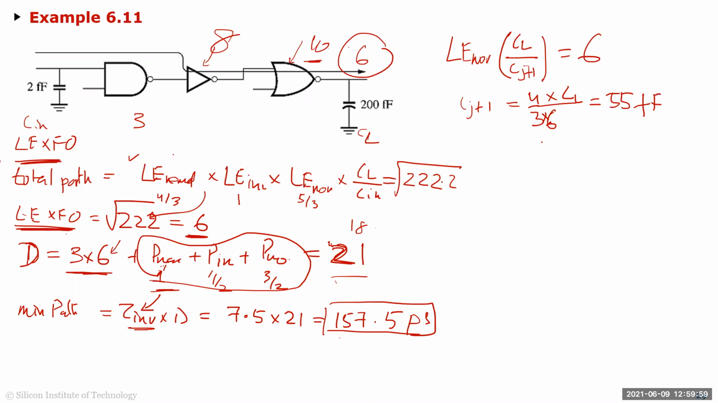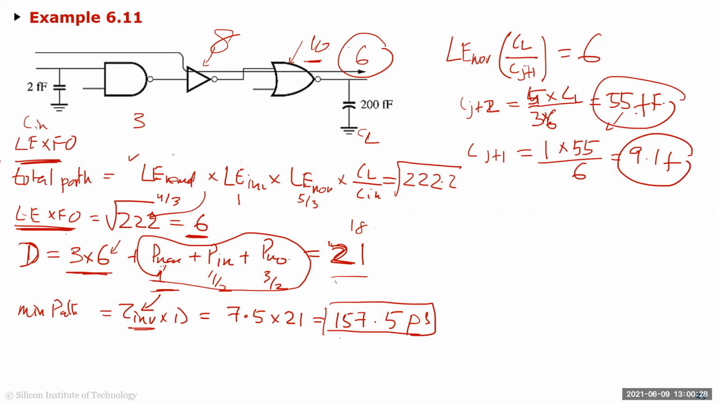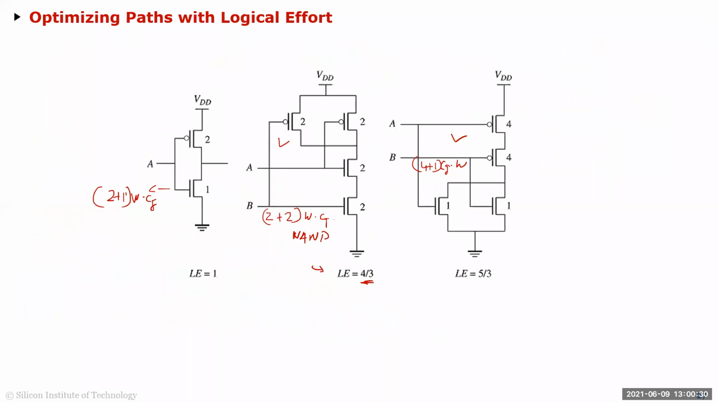And then you do the same thing for, sorry, this is 5/3. This is NOR gate. And then Cj, sorry, this is Cj plus 2. And then Cj plus 1 is going to be the inverter logical effort, which is 1. And then 55 divided by the 6 is the logical stage. So that's 9.1 femtofarad. So you can see we got the same result we got using the absolute delays.